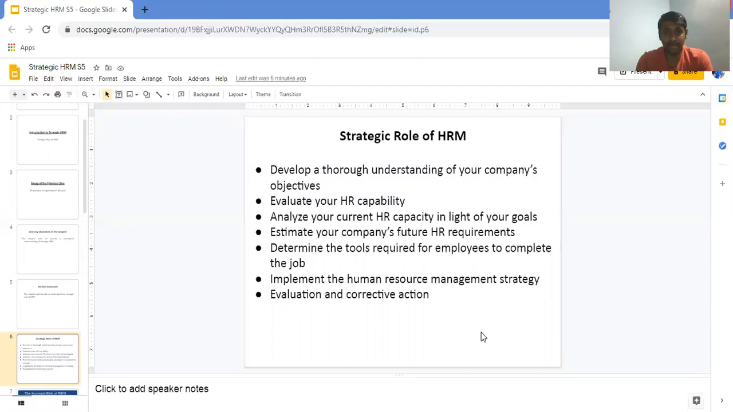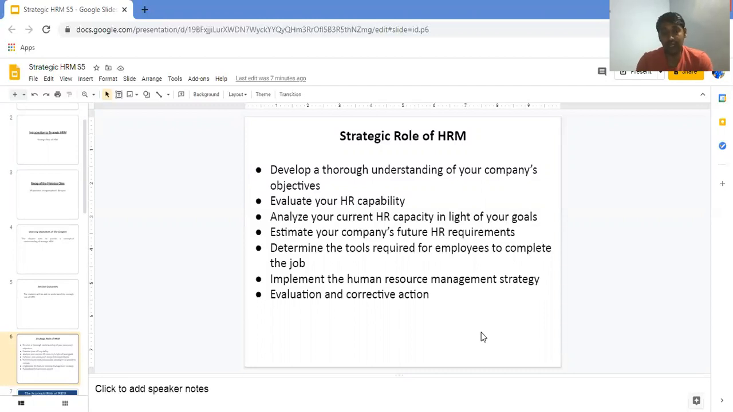And second comes evaluate your HR capability. After understanding the company's objectives in a better manner, he has to evaluate his capability and link it with the objectives of the organization. So he has to understand and analyze what his capabilities are to meet the objectives of the organization, which is very important. The third one is analyze your current HR capacity in light of your goals.